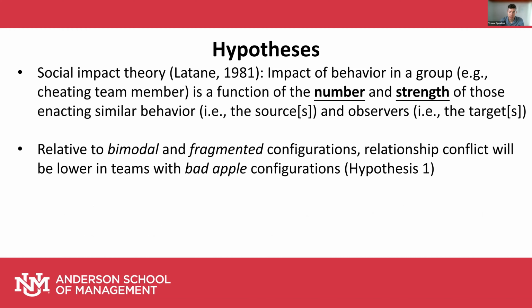To model the consequences of these three cheating configurations, we use social impact theory. This theory states that the impact of a member's cheating behavior depends on the number and strength of those enacting a similar behavior and other members observing the behavior. First, using the number aspects of this theory, we propose that relative to bimodal and fragmented configurations, relationship conflict will be less prevalent in teams with bad apple configurations because most members exhibit similar levels of low cheating, making disagreements about norms and values less frequent.